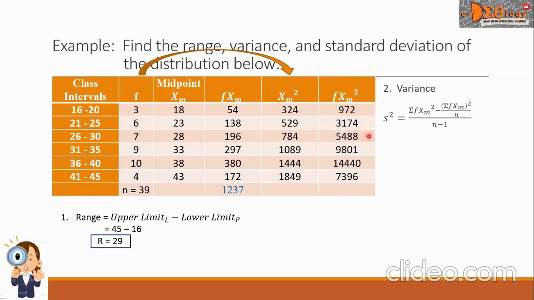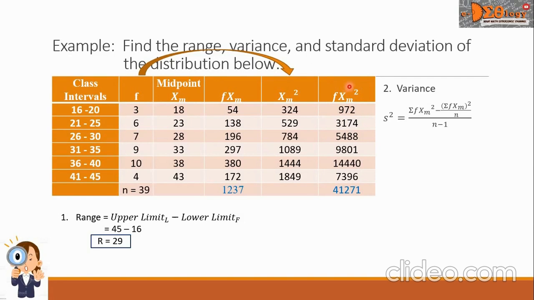3174, 5488, 9801, 14,440, and 7,396. After that, let us take the total of this column and write here. We have 41,271. This is the summation of f times the square of x sub m.